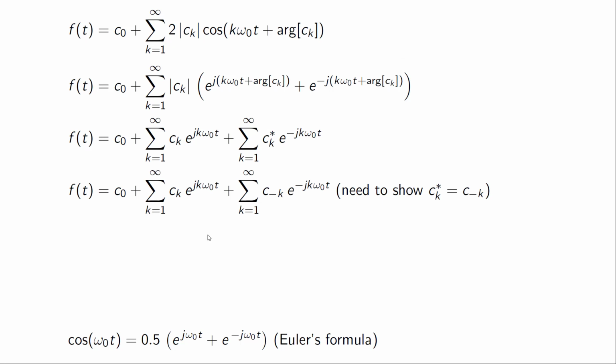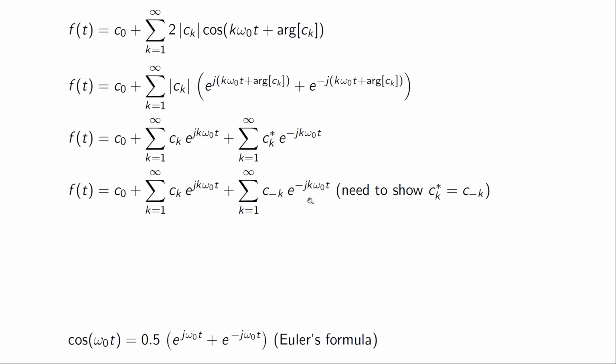So to go to the next expression, we observe here that we have minus k, and here is ck conjugate. We would like to have an expression where you have minus k, and in here we have minus k as well. So simply we are going to rename this one as c minus k, right? So we have minus k here and minus k over here.